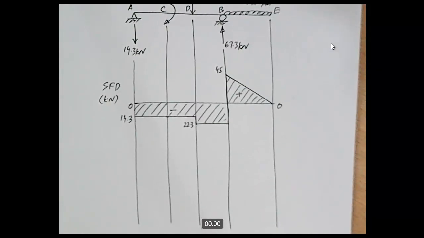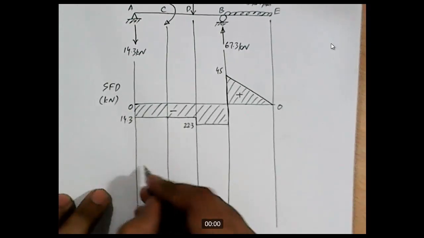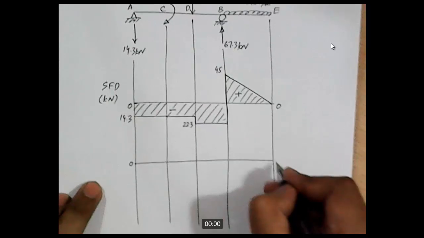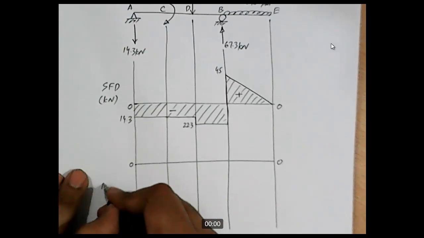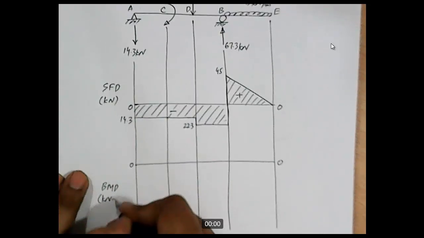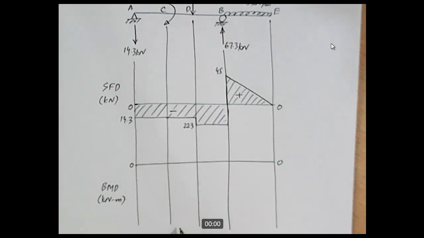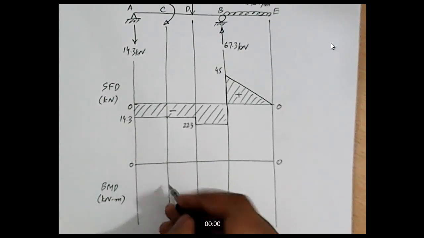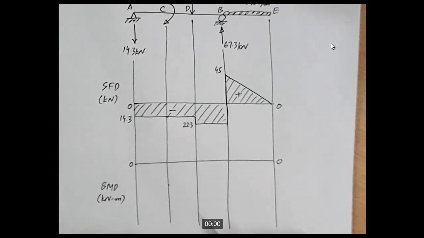This is the SFD. Now let's draw the bending moment diagram. 0, 0. We are drawing the BMD and the units are kilonewton meter. The value of moment at point A is 0. The value of moment at point C, first value is 28.6.